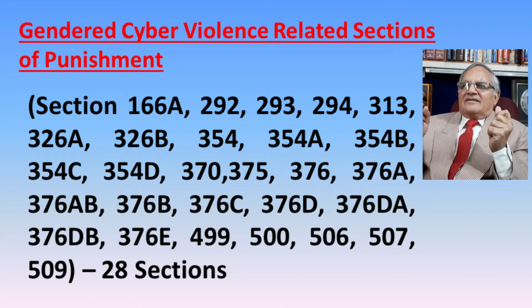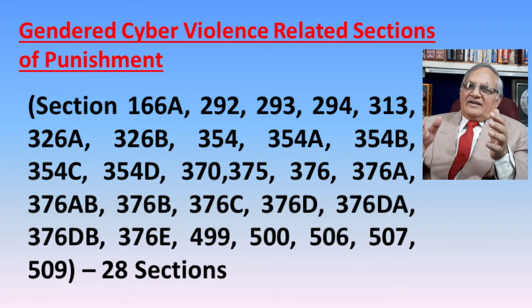Second, section 376AB, that is the punishment for rape on a woman under 12 years of age, and the severity is there also. The imprisonment is for natural life, but it is not less than rigorous imprisonment for 20 years. That is the minimum.